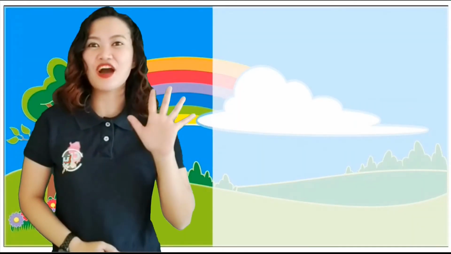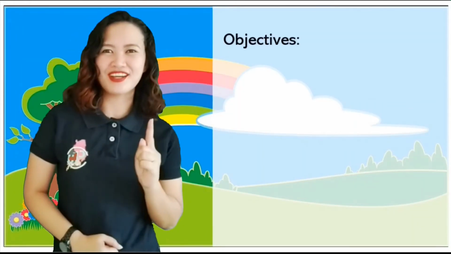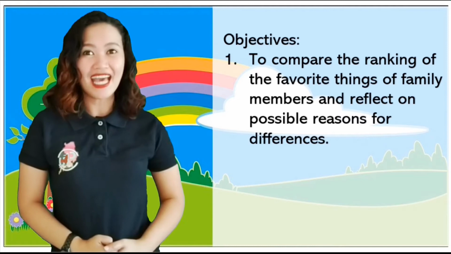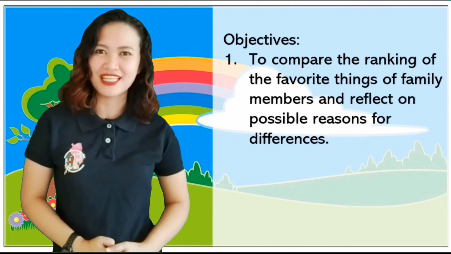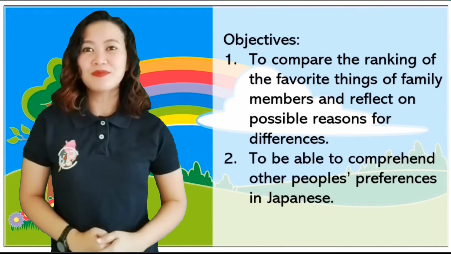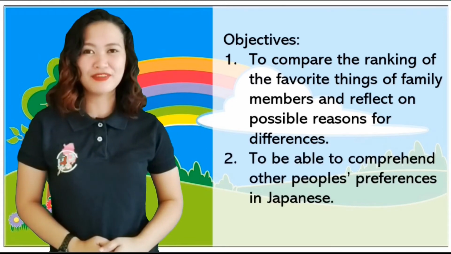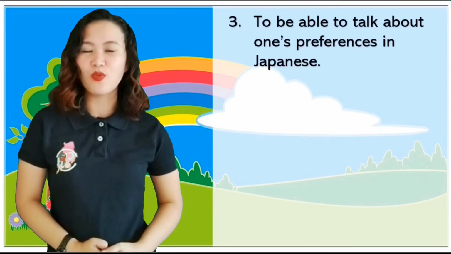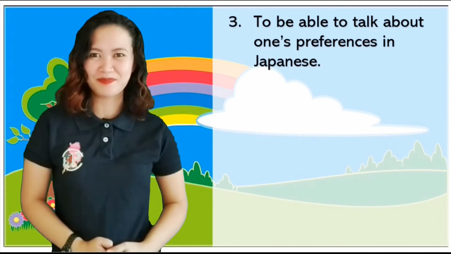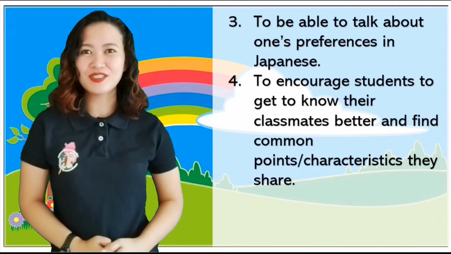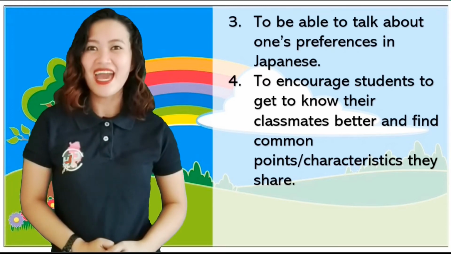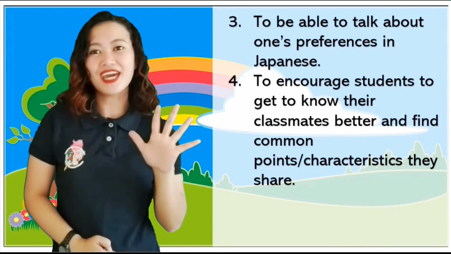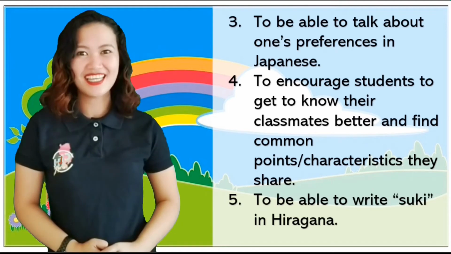This session has 5 objectives. First, to compare the ranking of the favorite things of family members and reflect on possible reasons for differences. Second, to be able to comprehend other people's preferences in Japanese. Third, to be able to talk about one's preferences in Japanese. Fourth, to encourage students to get to know their classmates better and find common points or characteristics they share. And fifth, to be able to write tsuki in hiragana.